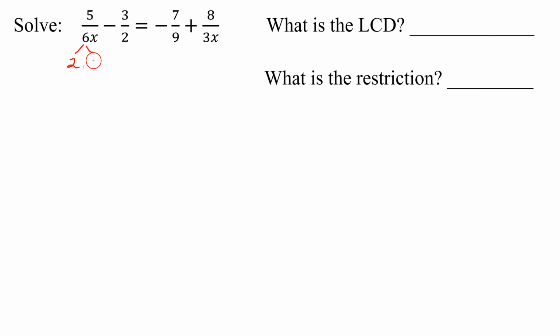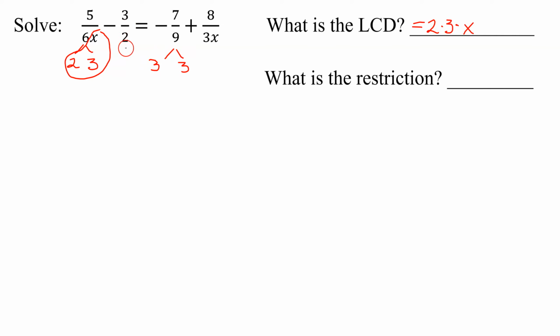6 is 2 times 3. So this denominator is 2 times 3 times x. 2 you can't factor. 9 is 3 times 3. And 3x is already factored. So to find the least common denominator, you go to your first denominator, and you need all the factors in the first denominator. So I need 2 times 3 times x.